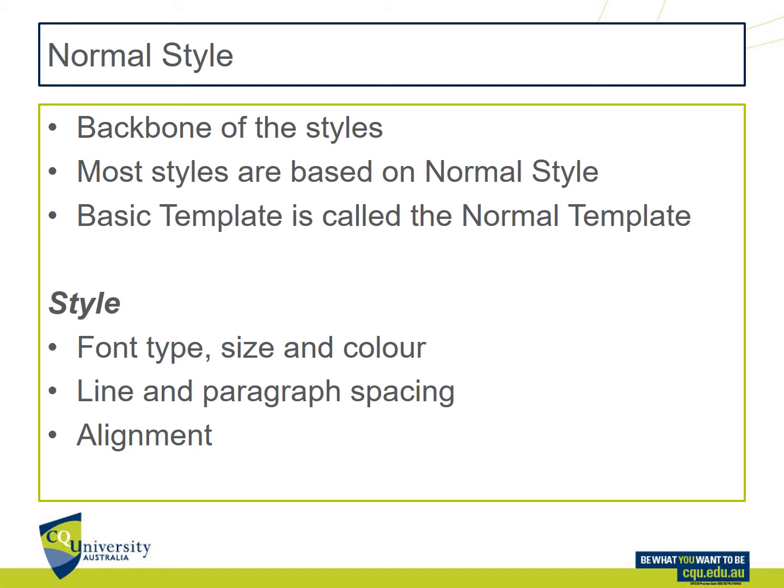It has a specific font type, size and color. For example, Arial 11 black, or Times New Roman 12 black. You may have your line spacing predetermined, which will be in 1.5 line spacing if you're using Harvard, or double line spacing if you're using APA. The paragraph spacing is the setting outside the paragraph, and that's usually set to 12 points. This will be explained further in the tutorial.